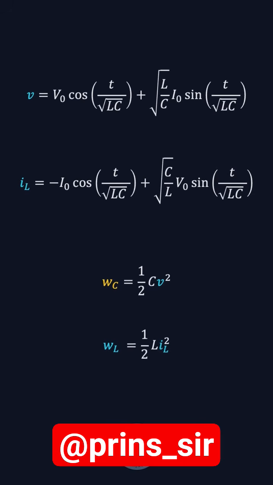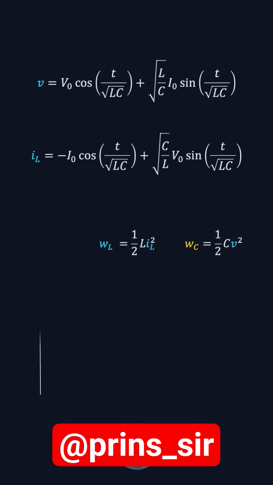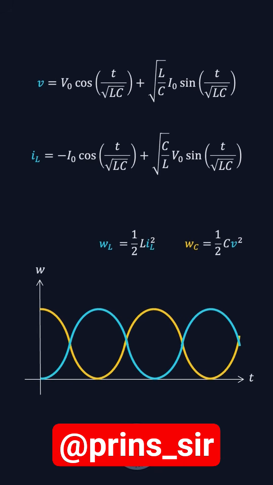These will also vary sinusoidally, and so we can see that the energy in the circuit is passed back and forth between the two energy storage elements. The energy flows back and forth from the magnetic field around the inductor to the electric field in the capacitor.